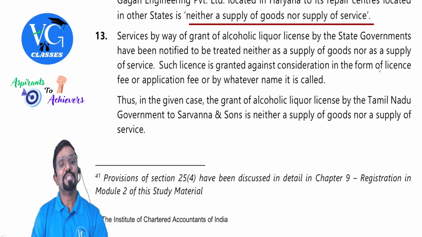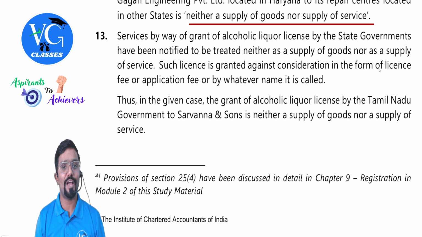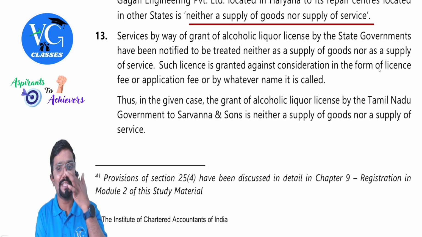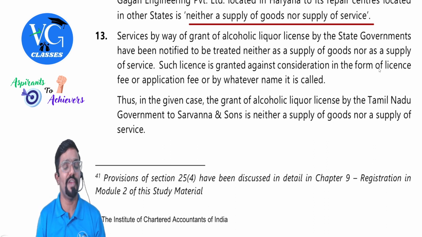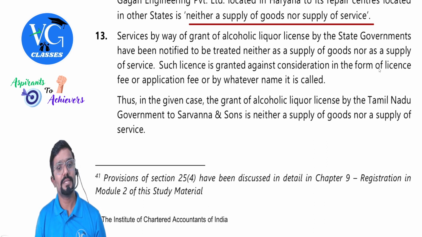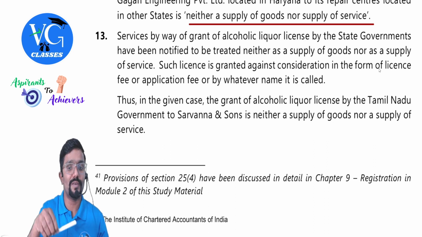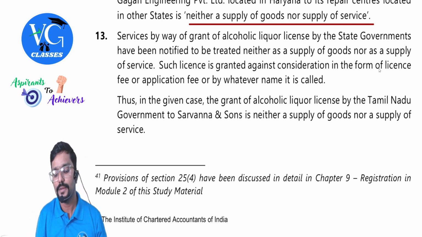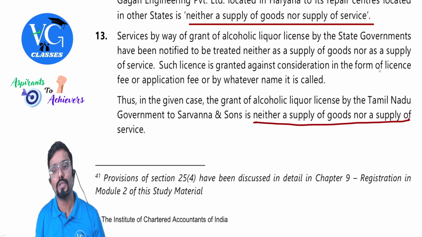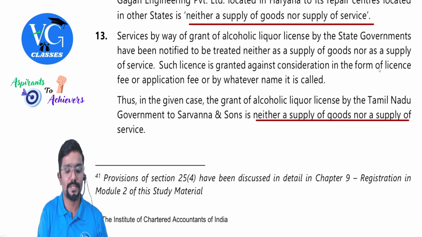Services by way of grant of alcoholic liquor license by the state governments have been notified to be treated as neither supply of goods nor supply of service. Such license is granted against a consideration in the form of license fee or application fee or by whatever name it is called. Thus, in the given case, the grant of alcoholic liquor license by Tamil Nadu government to Sarvana and Sons is neither supply of goods nor supply of services, guys.